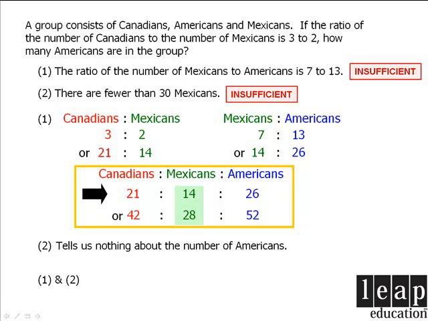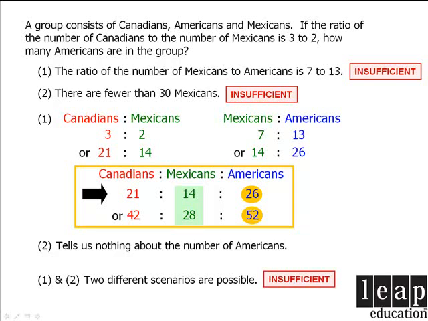Unfortunately, both scenarios yield different numbers of Americans. So we cannot definitively say how many Americans there are in this group, even when we combine statements 1 and 2. So this is insufficient. So our answer here is E.